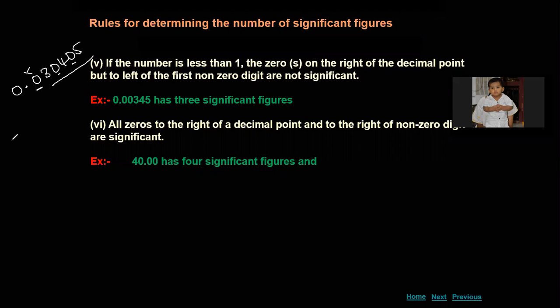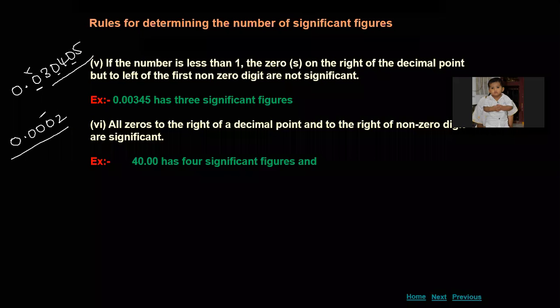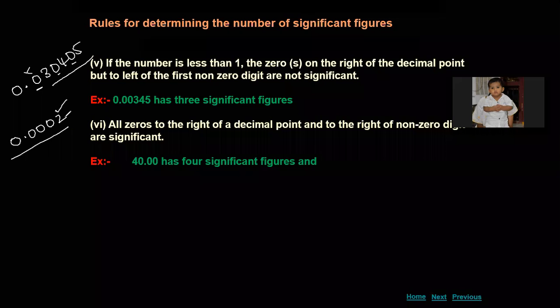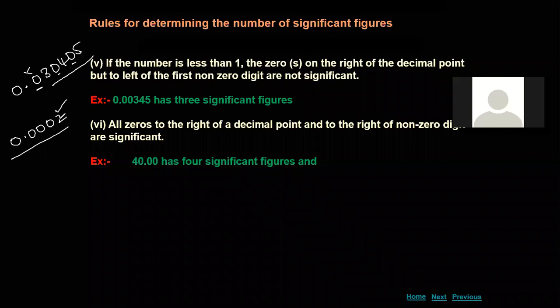Suppose 0.0002 is there. Now after the decimal and before the non-zero digit, whatever zeros are there, these are non-significant. Now how many significant figures are there? Only this. Only one significant figure. One. Okay, so that is how we deal with significant figures.